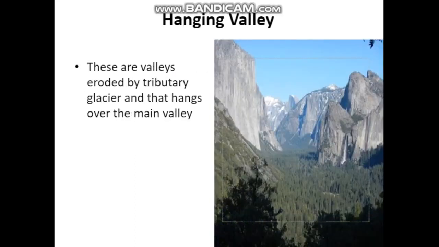Okay. Next one, hanging valley. What is the meaning of hang? Hanging means suspended. These are valleys eroded by a tributary glacier and that hang over the main valley. Tributary means sub glaciers that hang over the main valley. Okay. Do you understand?